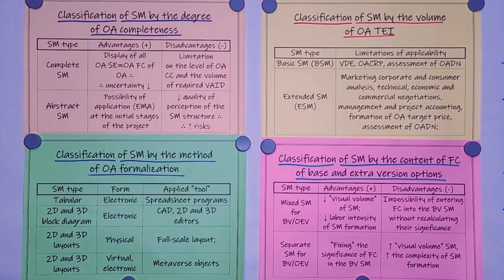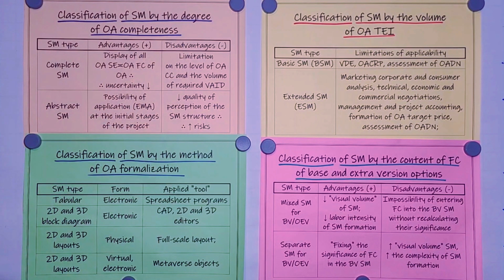The advantages of a complete structural model include the ability to display all structural elements for the object of analysis, except for elements related to exceptions, and the corresponding reduction in the error in calculations. Also, the possibility of using engineering methods of analysis, in particular the method of factor research, etc.